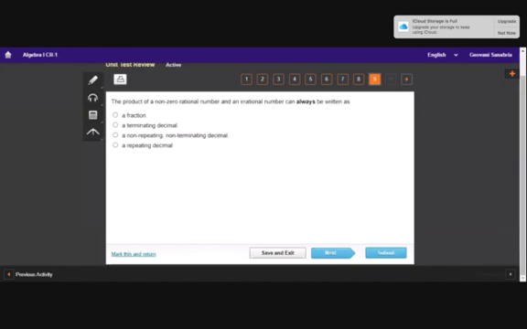The product of a non-zero rational number and an irrational number can always be written as, I would say, an irrational number, because that was one of the rules. So which one of those means irrational? A non-repeating, non-terminating decimal. Yep. That's the only one that means irrational. The rest of them are rational.